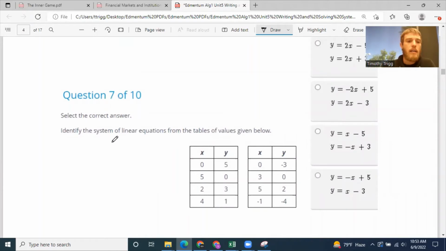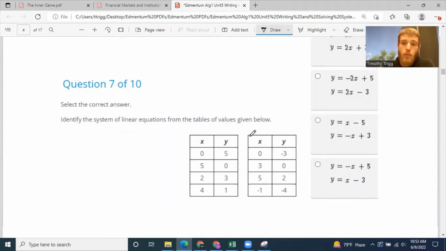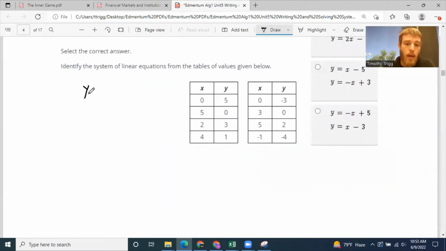Question 7. Identify the system of linear equations from the tables of values given below. So in order to find the equation, remember, we're going to write these equations in slope-intercept form. Now, what is slope-intercept form? Hopefully you're familiar with it. It's y equals mx plus b, where m is the slope of the line and b is the y-intercept. So how do we find the slope and y-intercept of these tables? Each of these is going to have its own equation, so we're going to have 2 different equations here.